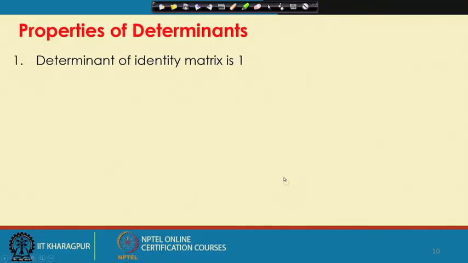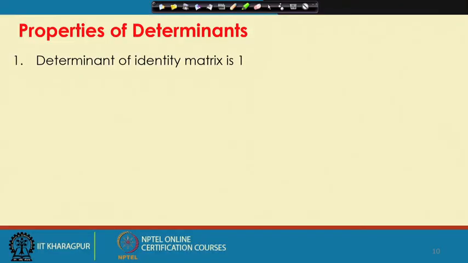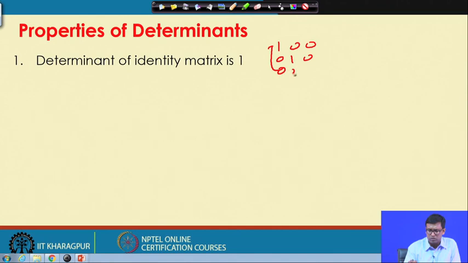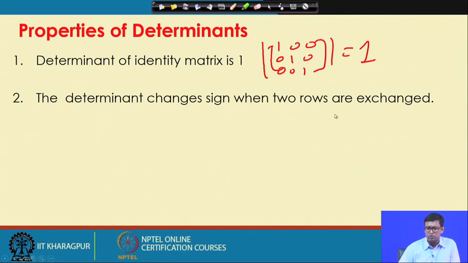So, here are a few properties of these determinants. Some of these we have already discussed. The determinant of an identity matrix is 1, because an identity matrix is like this: 1 0 0, 0 1 0, 0 0 1, and all the diagonals are 1. So, its determinant will be 1. The determinant changes its sign when two rows are exchanged or two columns are exchanged, just by row or column permutation.